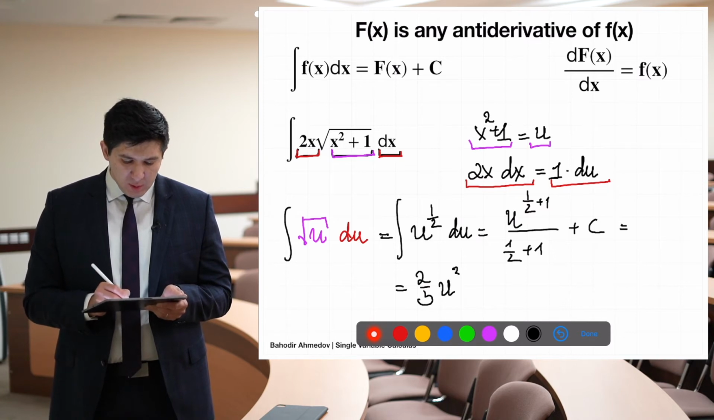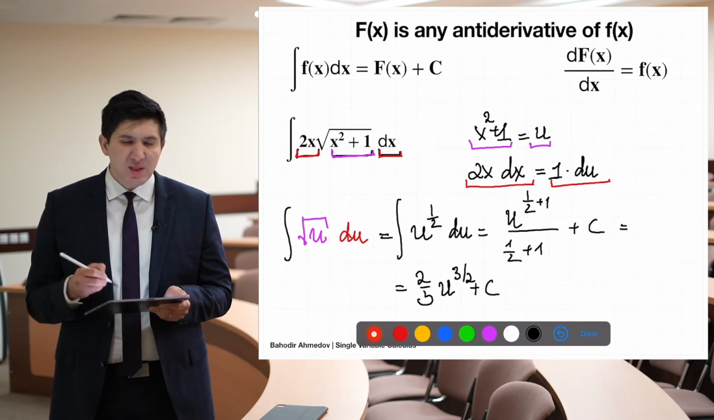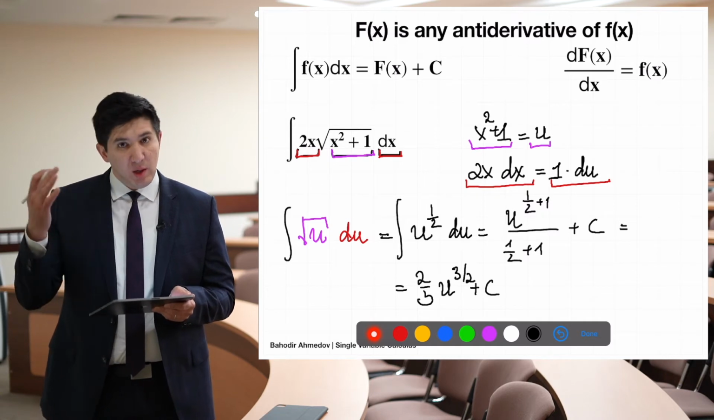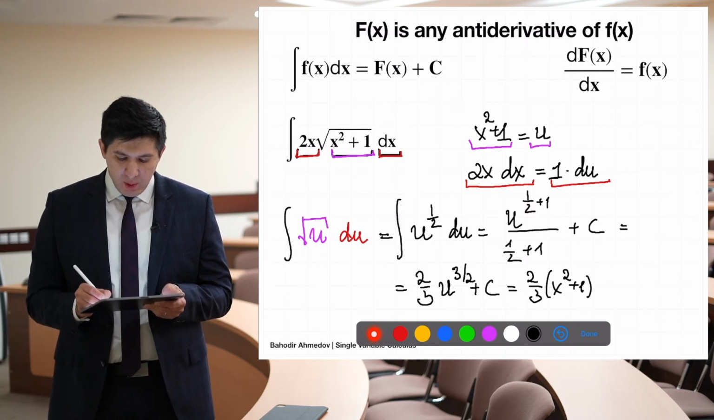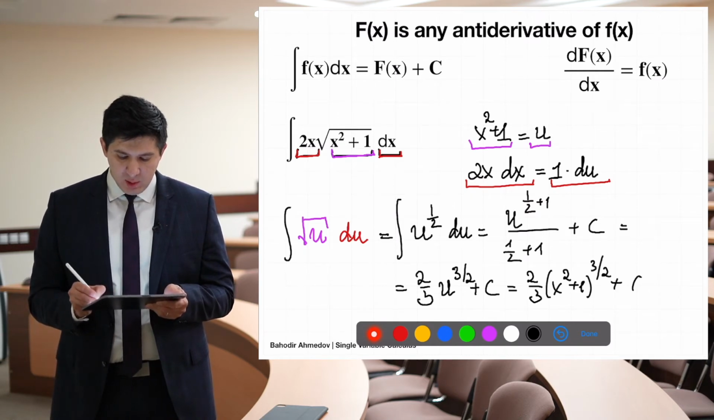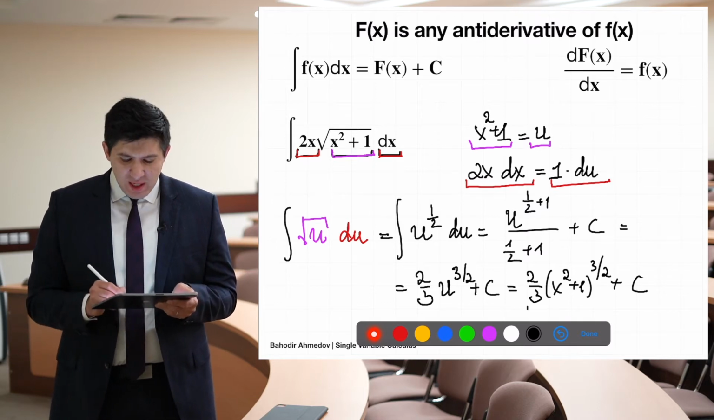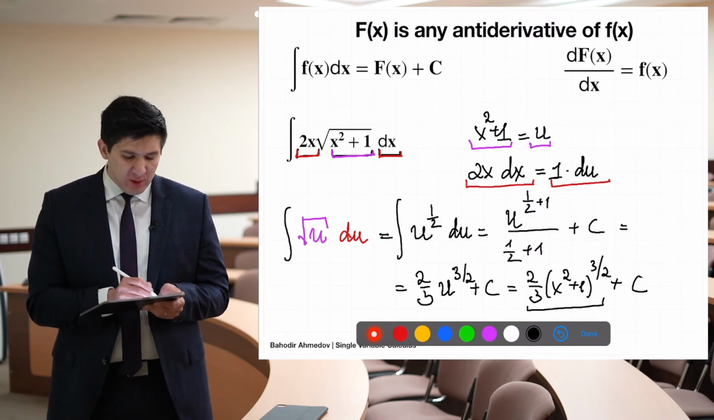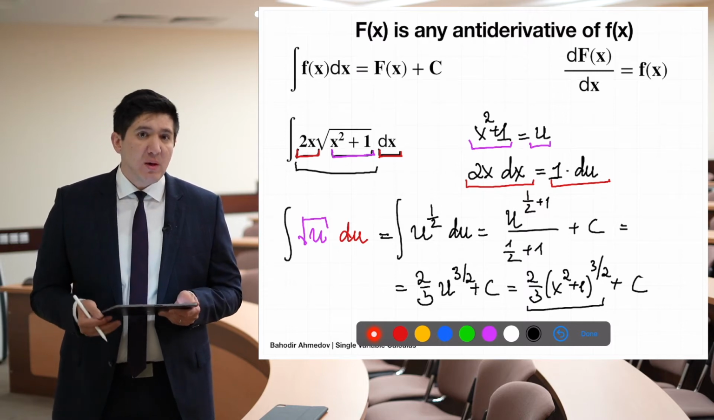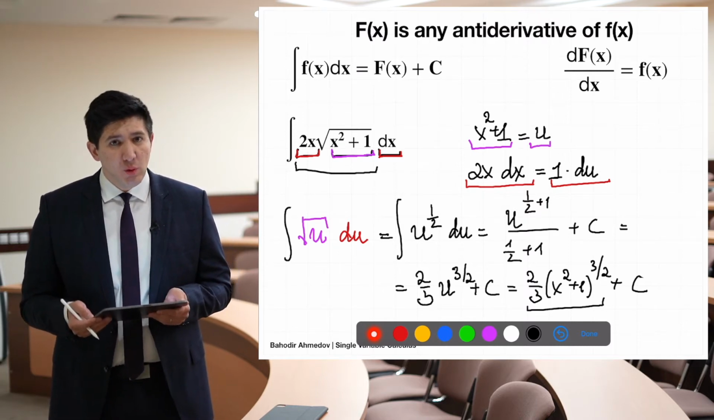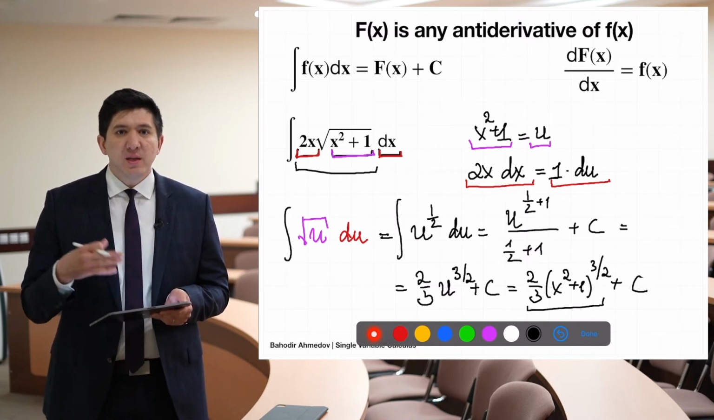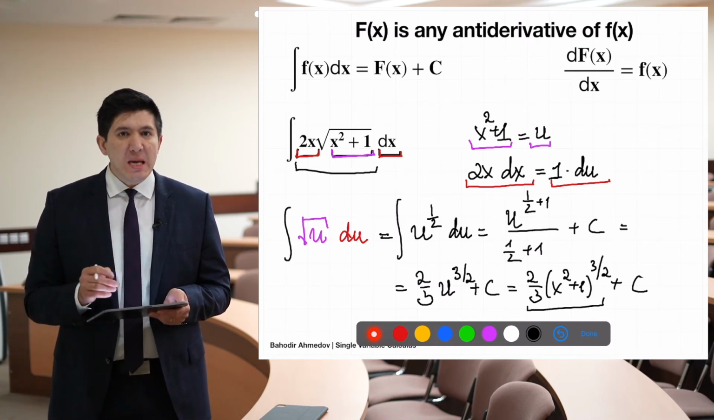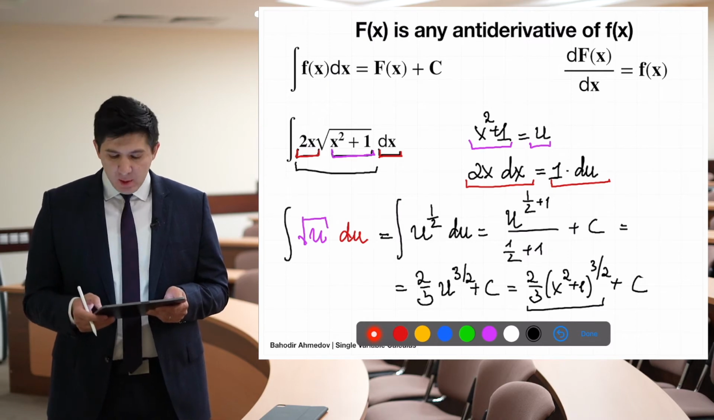And u to the power of 3 over 2 plus c, and you can substitute u with your initial function, which is x squared plus 1. It is going to be equal to 2 over 3, x squared plus 1 to the power of 3 over 2, plus the constant. Again, you see, you would never guess what the antiderivative of this whole function is without the substitution rule. And the substitution rule is going to be very handy when you have a function and its derivative both participating inside your integration. So let's make a rule.